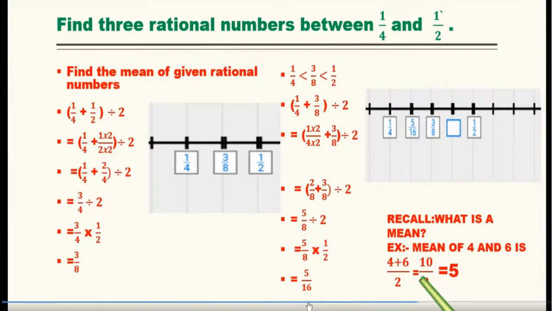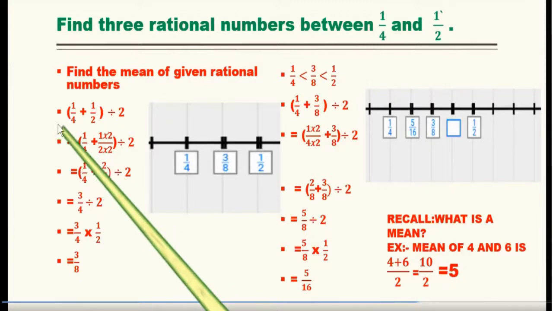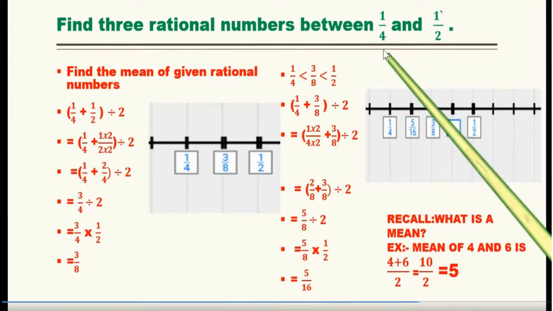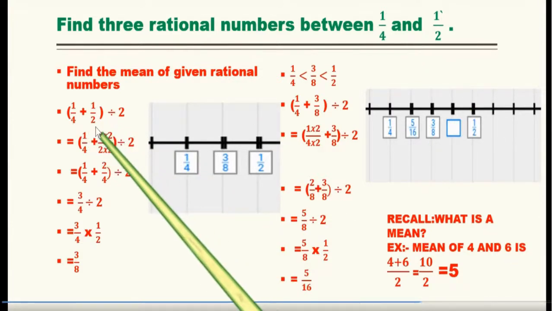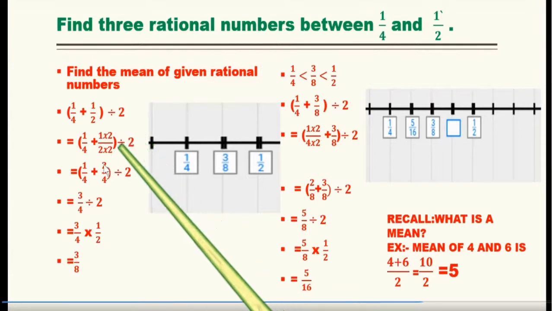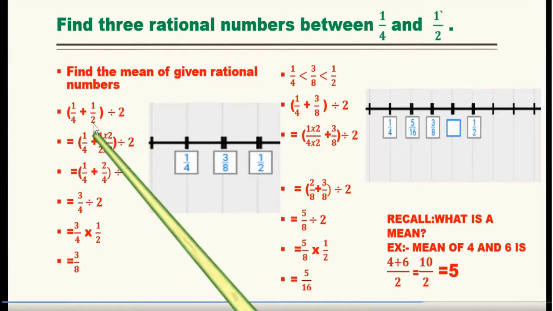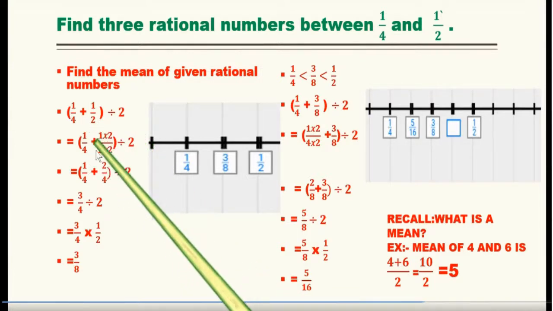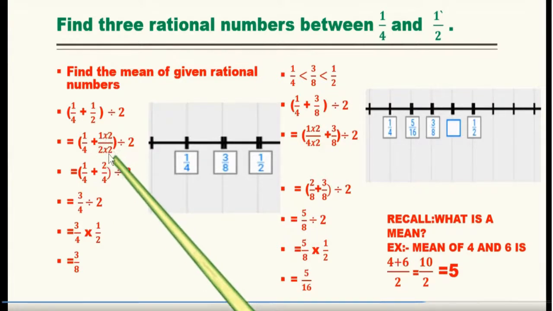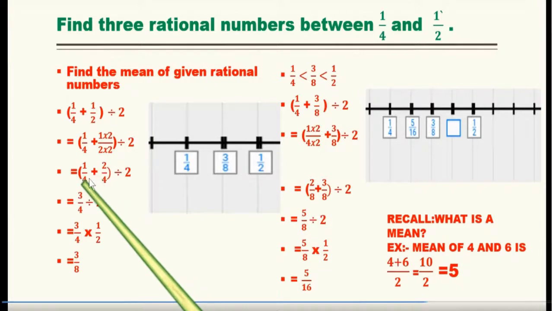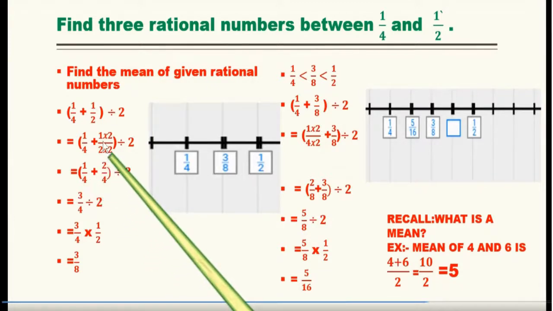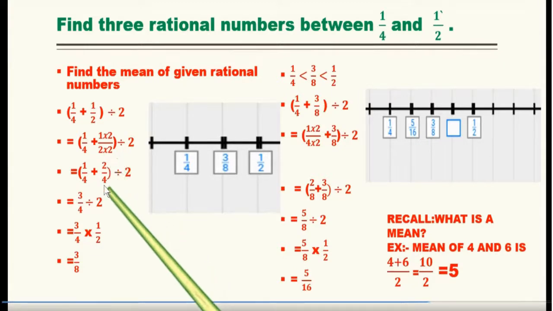Now let us move to our example. In our example, we have the rational numbers 1 by 4 and 1 by 2. So we will add them and divide them by 2. As you can see, the denominators are different. So we will convert 1 by 2 into an equivalent fraction where the denominator will be 4. For that, we have to multiply both the numerator and denominator by 2. On doing so, you get 2 by 4.